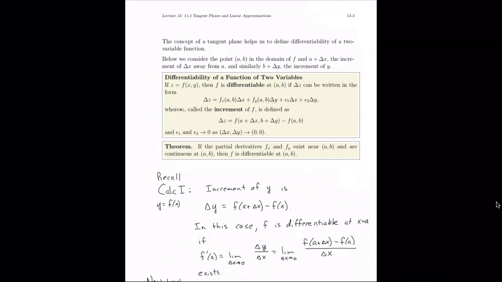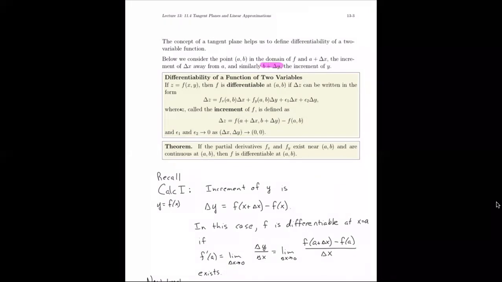Okay, so we just have to remember that if (a, b) is a point in the domain of a function f, then a plus delta x is the increment of x away from a. So in other words, it's a delta x distance away from a. Okay, so we'll talk about that delta x as the increment in x. Similarly, b plus delta y is the increment of y away from b. Okay, z will have something similar, but x and y now are independent variables. So these are easy to define.